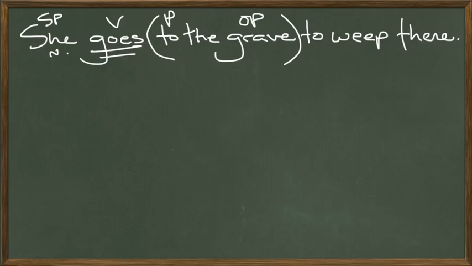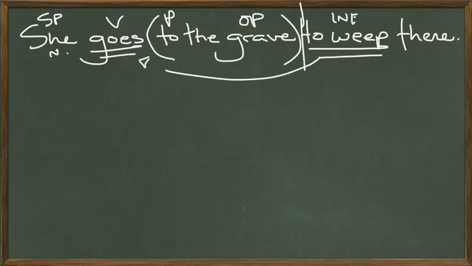Why is she going there? What's her purpose? She's going to weep there. This whole thing is a dependent clause, right? We don't really need it. But since it's there, we're going to diagram it. To weep is an infinitive, and it kind of completes the meaning of go. Why is she going? She's going to weep. And then there is an adverb.